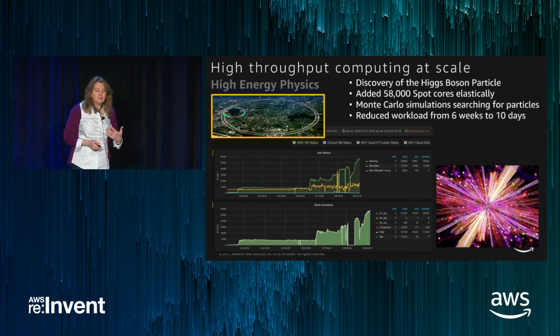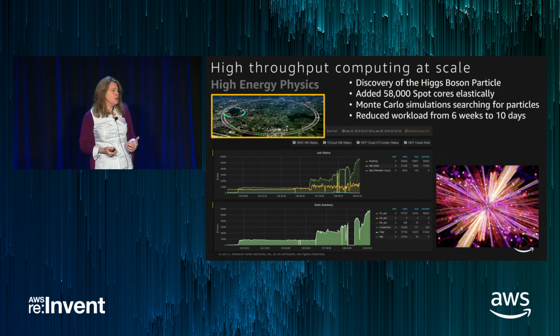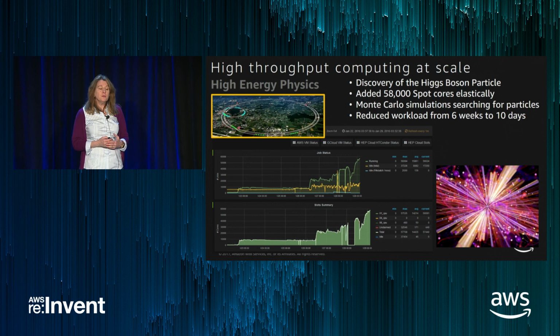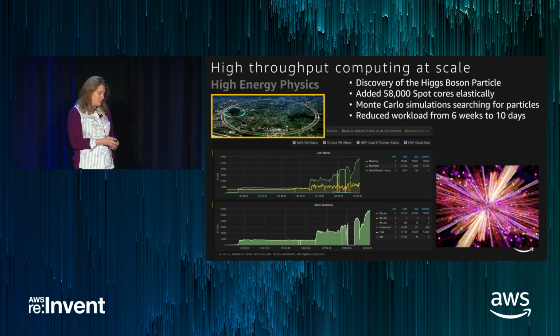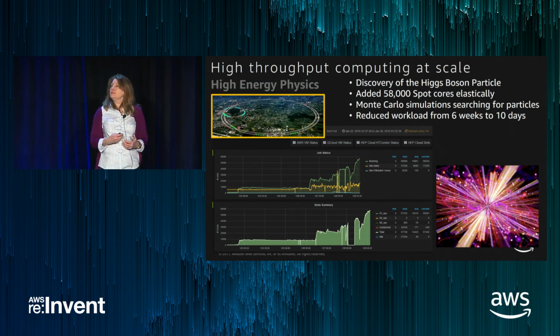One of my favorite examples, I guess with the 1.1 million cluster out, this is kind of old news, but this is an example where Fermilab took CERN data to help search for the Higgs boson particle. This was a couple years ago, and they ran this workload on AWS. They burst into the cloud, they ran on Spot, and they reduced what would have been a 6-week workload down to 10 days to help find the Higgs boson particle.